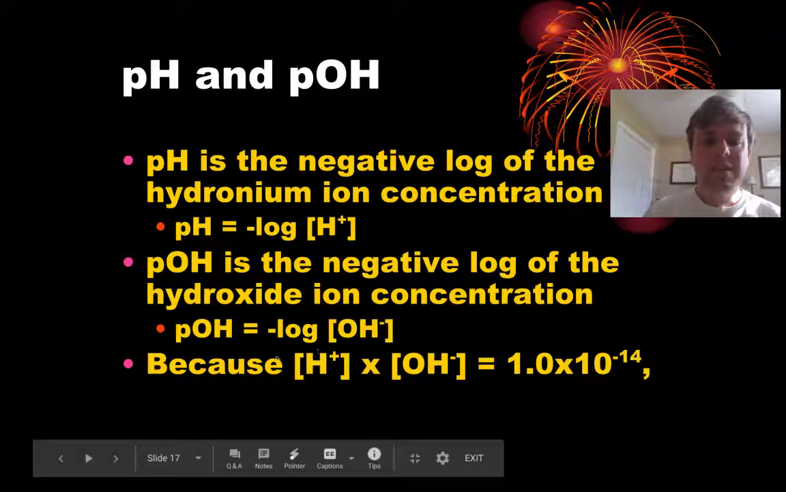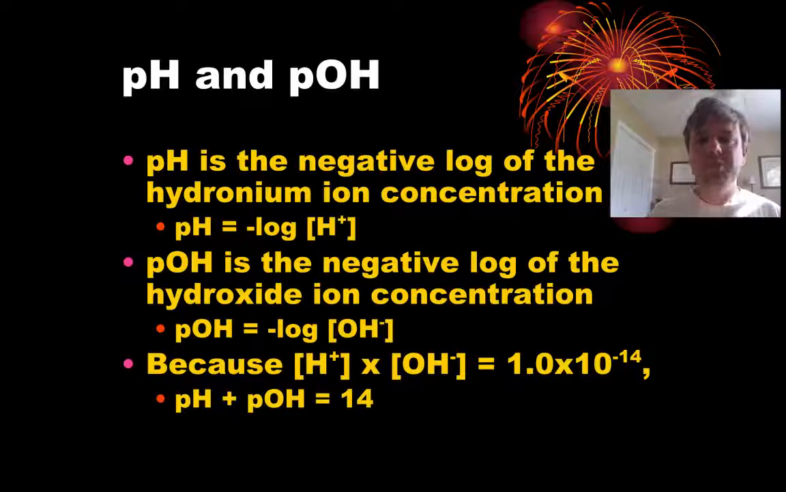And if you were to take the negative log of both sides of this, if you've learned this in your math class and you remember how to do this, you take the negative log of the left side of this equation and the negative log of the right side of this equation, essentially this simplifies out to say the negative log of H plus plus the negative log of OH minus equals 14. And so this simplifies to tell you that pH plus pOH equals 14, which is about the simplest equation ever. If your pH is 2, your pOH must be 12 because 2 plus 12 is 14.